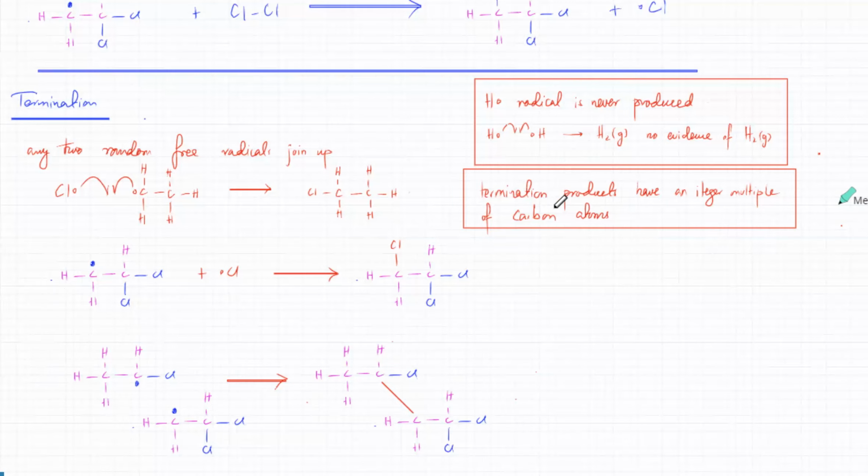I am saying that your products, if you start off with a 2 carbon atom alkane, you'll get a 2 carbon atom chlorine substituted compound, and you might also get a 4 carbon atom chlorine substituted compound. Okay?